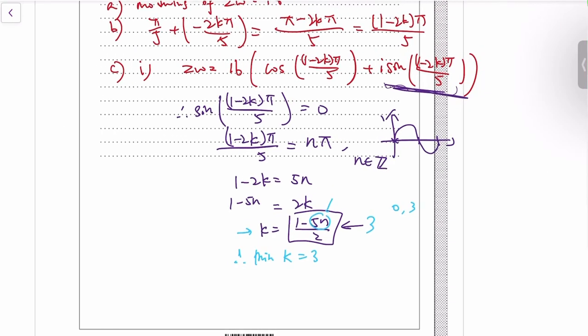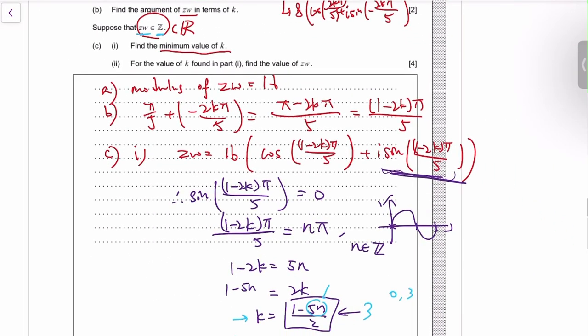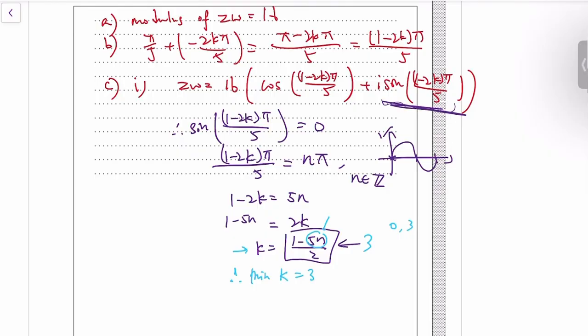Now remember that zw as a whole has to be an integer, so the real part also has to be an integer.